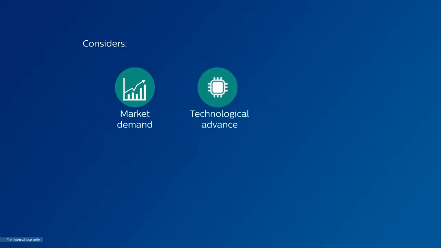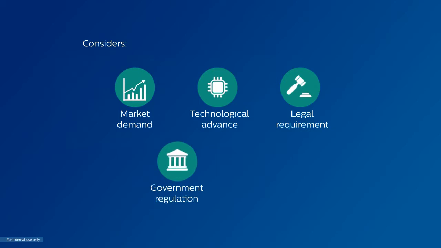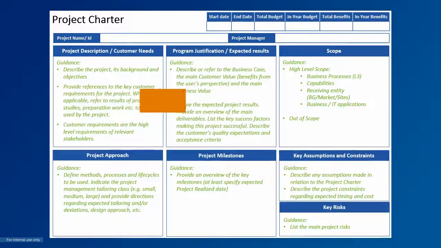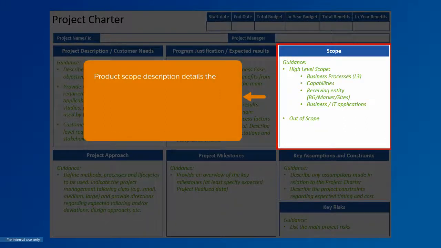For example, market demand, technological advances, legal requirements, government regulation, or environmental consideration. I refer to the project scope description, which details the characteristics of the product, service, or the expected result of the project. The project charter also shows how these aspects tie into the business need the project will address.